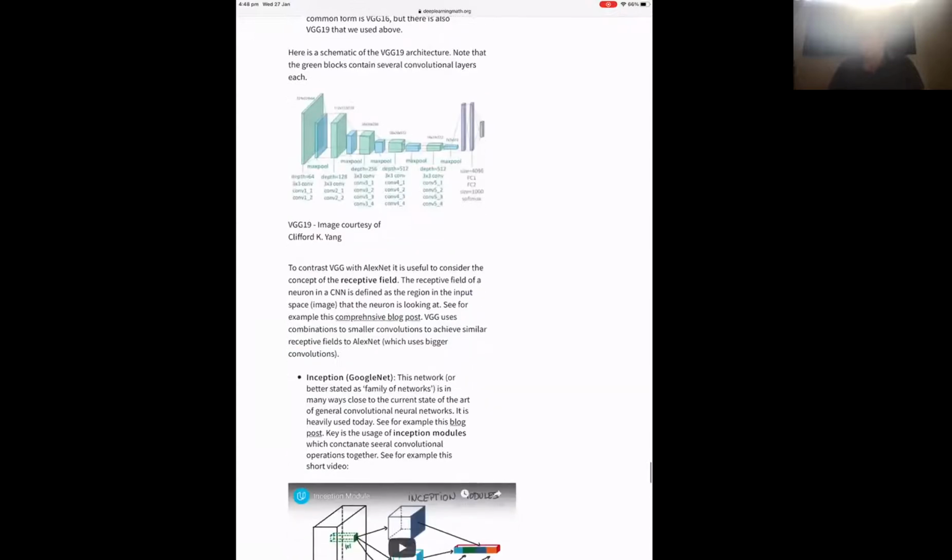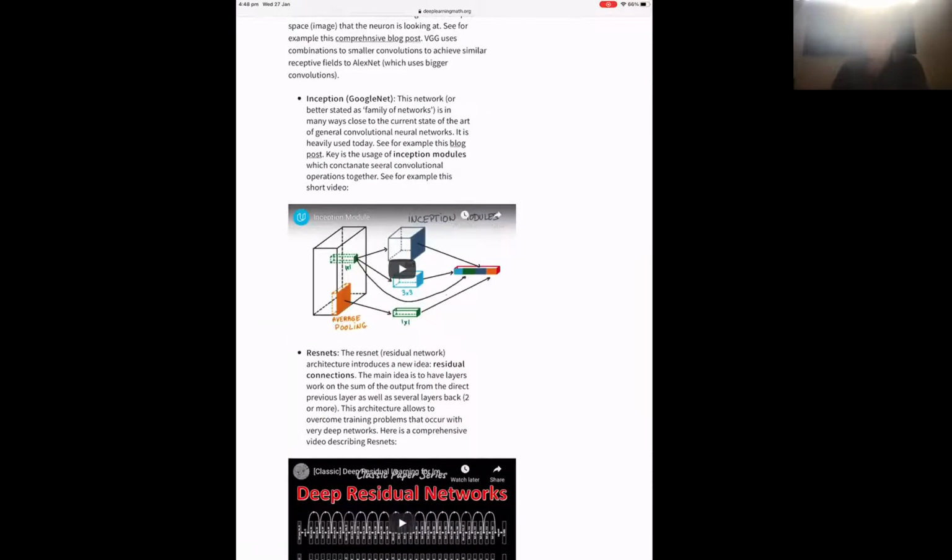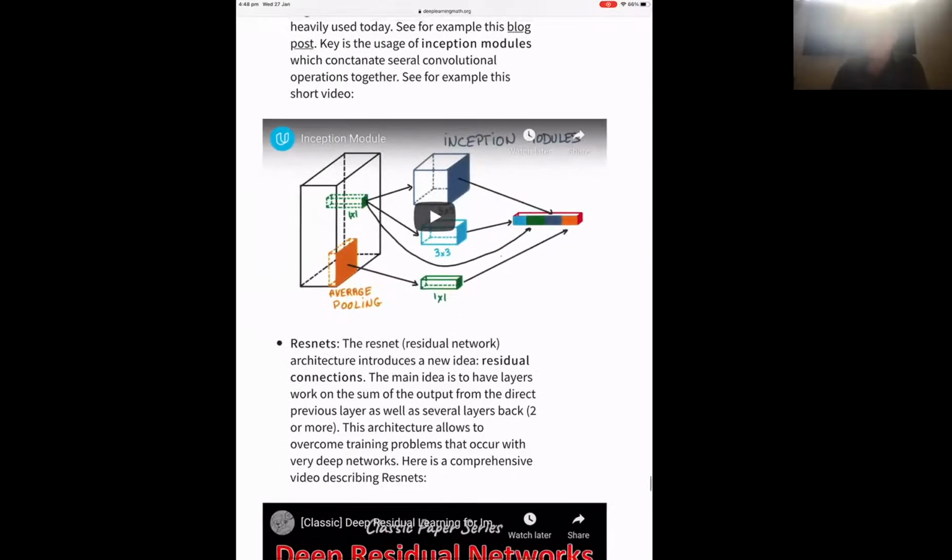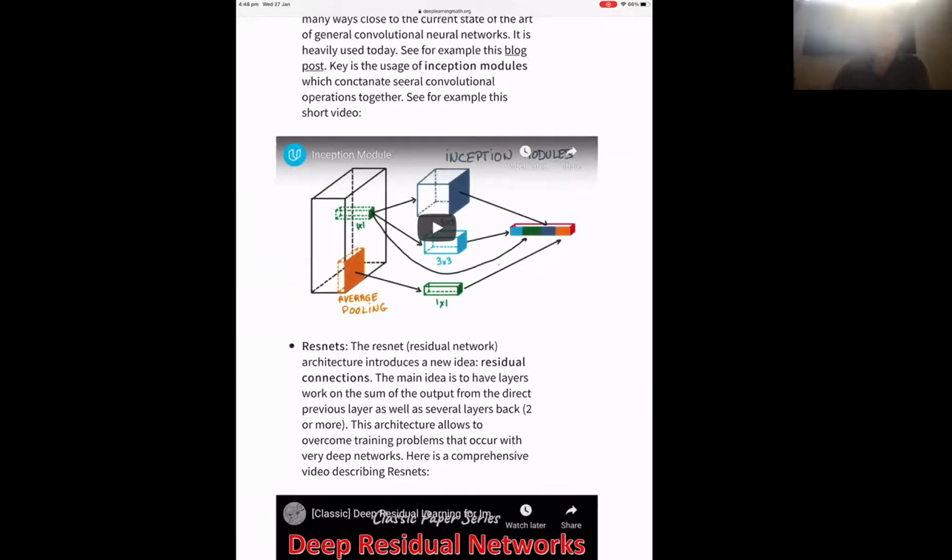And since then, there have been several versions of Inception. So I just changed back to this page so we could see what this YouTube video looks like. I'm not going to play it, but you could watch it, a 1.5 minute YouTube video that shows what an Inception module is. Now, let me just explain the idea.